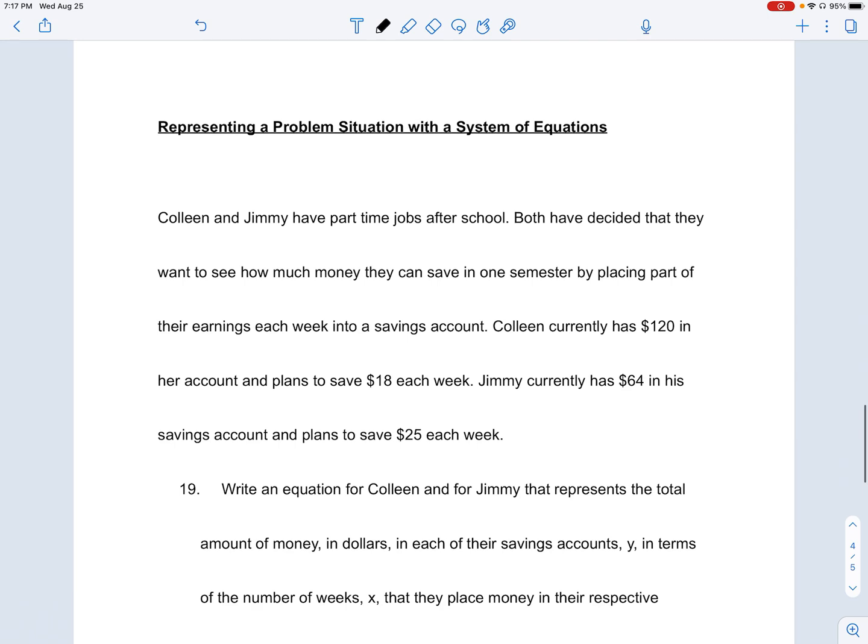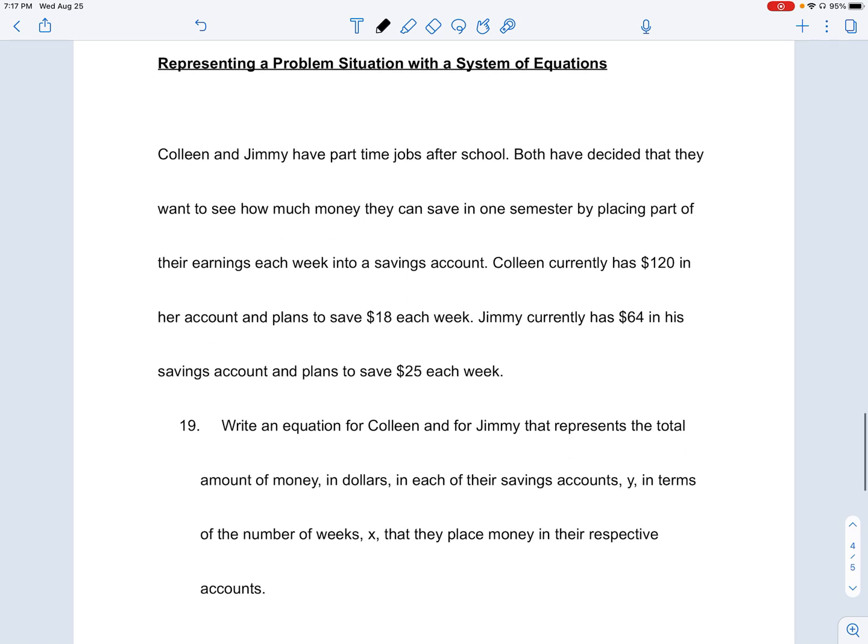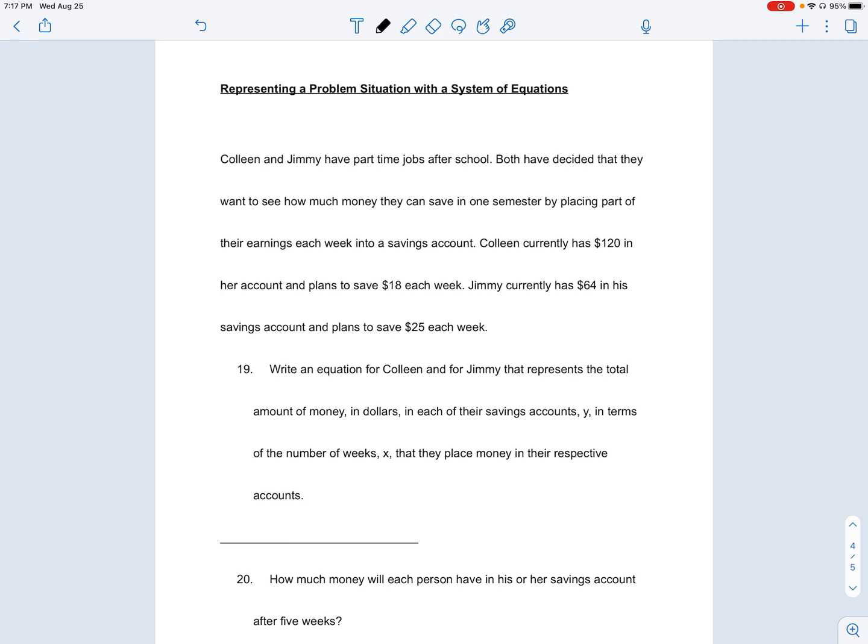Moving on. Representing a problem situation with a system of equations. So what we're basically going to be doing here is reading the word problem and deriving a system of equations from it. Colleen and Jimmy have part-time jobs after school. Both have decided that they want to see how much money they can save in one semester by placing part of their earnings each week into a savings account.